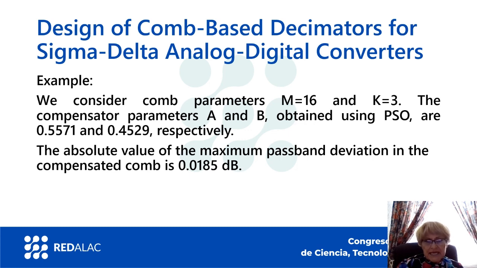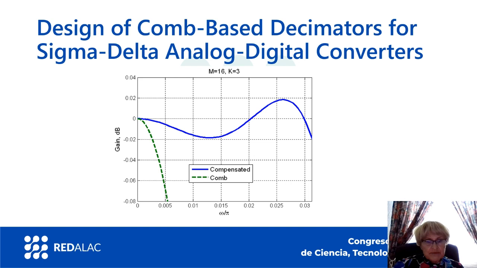Compensator parameters A and B are obtained using particle swarm optimization and have the values which are shown in this display. The absolute value of the maximum passband deviation in the compensator curve is 0.0185 decibels. And the result is presented here. The non-compensated comb is the green line and the compensated comb is the blue line.